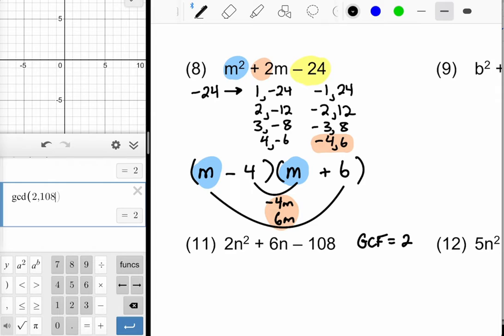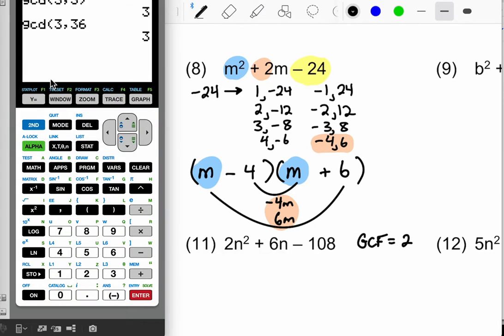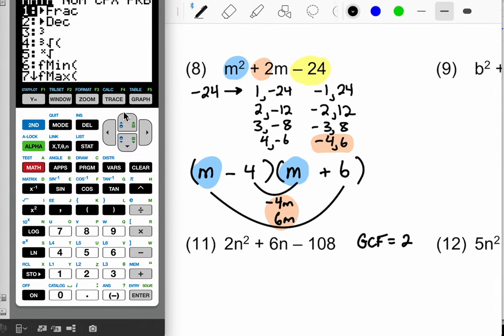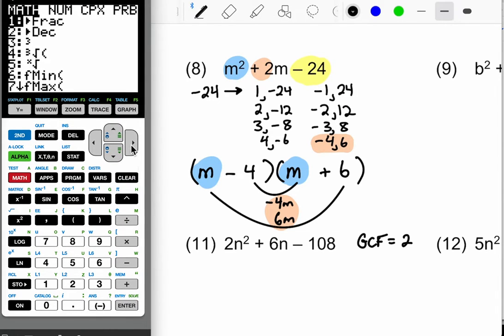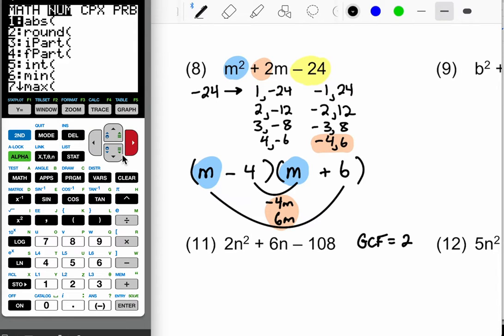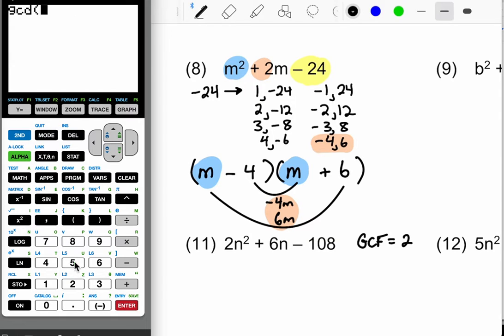Same idea with the TI, you just get there a different way. Math menu, right arrow over to NUM, and then go down to GCD. Then type in your first two numbers, 2 and 6. Then do it again, math, NUM. Type in that answer along with the third number, 108. We only use the absolute values because the negative doesn't factor into the solution there.